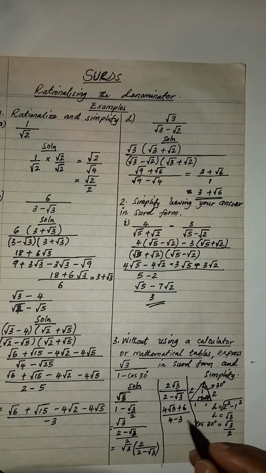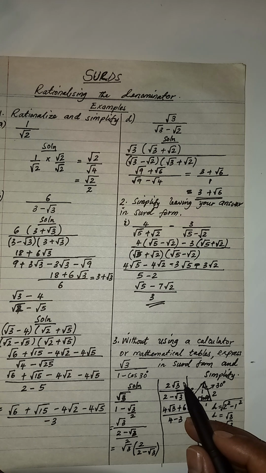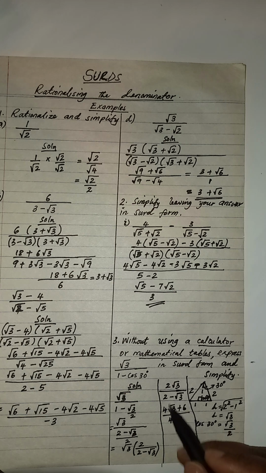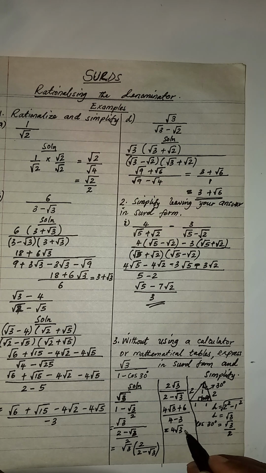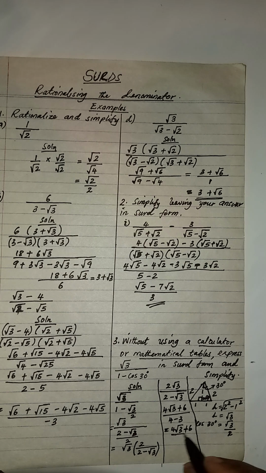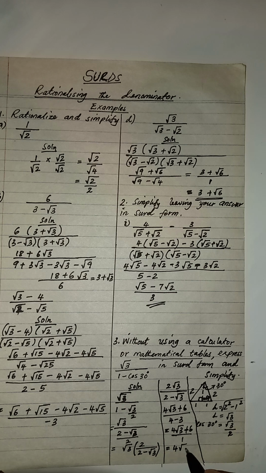So I've rationalized the denominator by multiplying 2 minus root 3 by 2 plus root 3, both the numerator and the denominator. If you do that on the numerator, it will give us 4 root 3 plus 6, and the denominator will simplify to 4 minus 3. So this will give us 4 root 3 plus 6 over 1. So our answer is simply 4 root 3 plus 6.